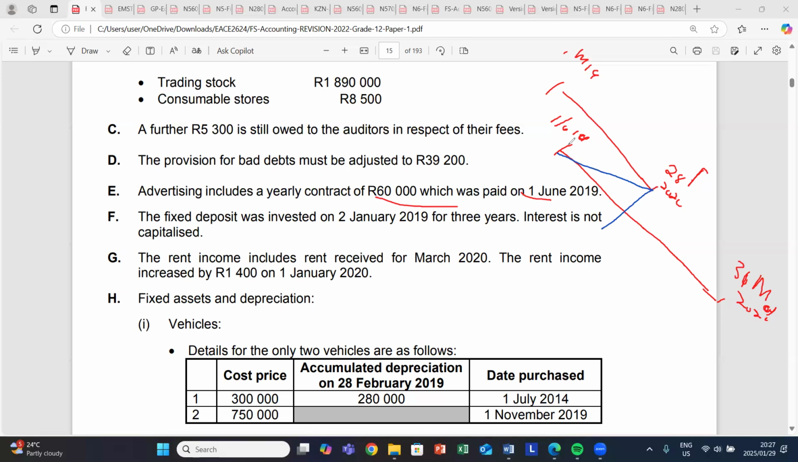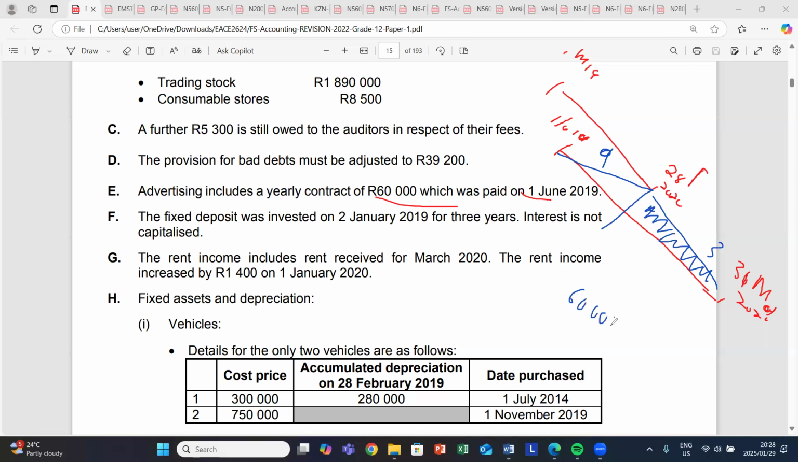How many months is it? You also calculate with your fingers from July up until February. It is 9 months. Therefore, they're only supposed to pay for 9 months. Meaning the months from March up until May, which is 3 months, you're not supposed to pay for. These 3 months are prepaid expense. So I'm going to do that. We'll say 60,000.